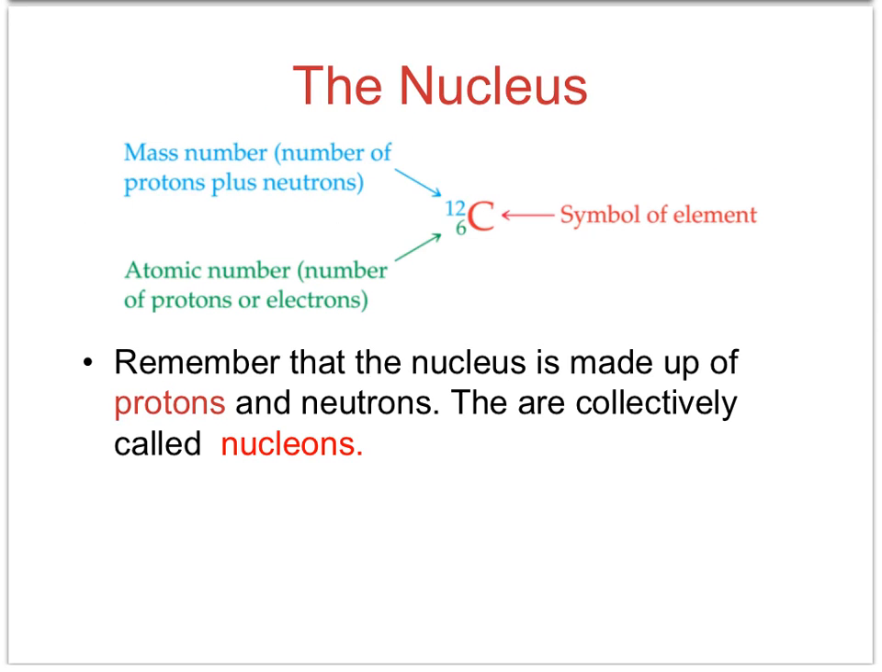Recall that the nucleus has protons and neutrons inside of it. Collectively, these two subatomic particles are called nucleons. Remember that the mass number, which is the number in the upper left corner, represents the number of protons and neutrons within the isotope. The lower number, the subscript, is the atomic number, and it tells you how many protons you have. It also identifies the element. No two elements can have the same atomic numbers. Of course, the symbol of the element will identify the element's name.